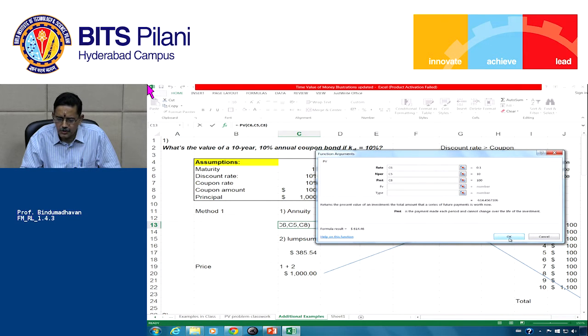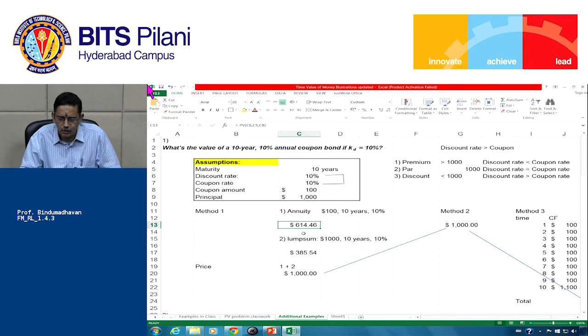So then we just say, okay, that gives us the value of the annuity. This is the value of the annuity without taking the principal or the par value into account. If you have to take the par value into account, then there's the second step here, which is the lump sum that we are getting, the $1,000 lump sum after 10 years. That's the principal that is coming back to us.